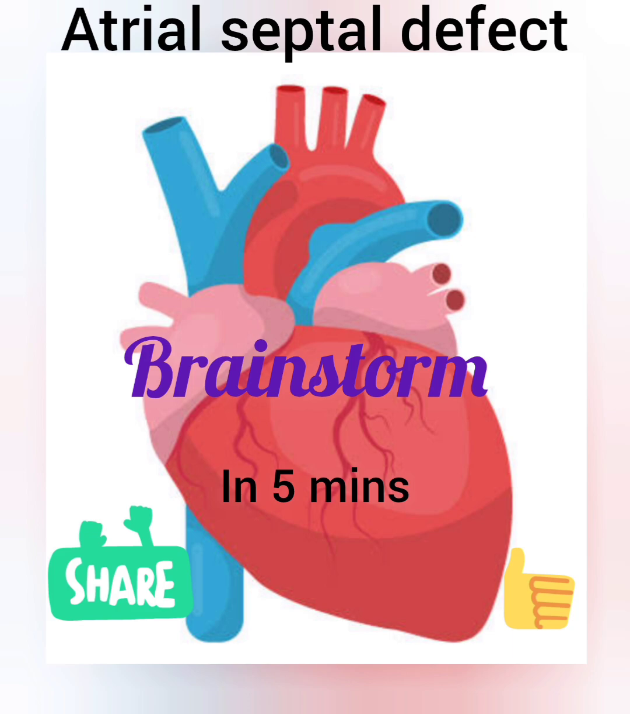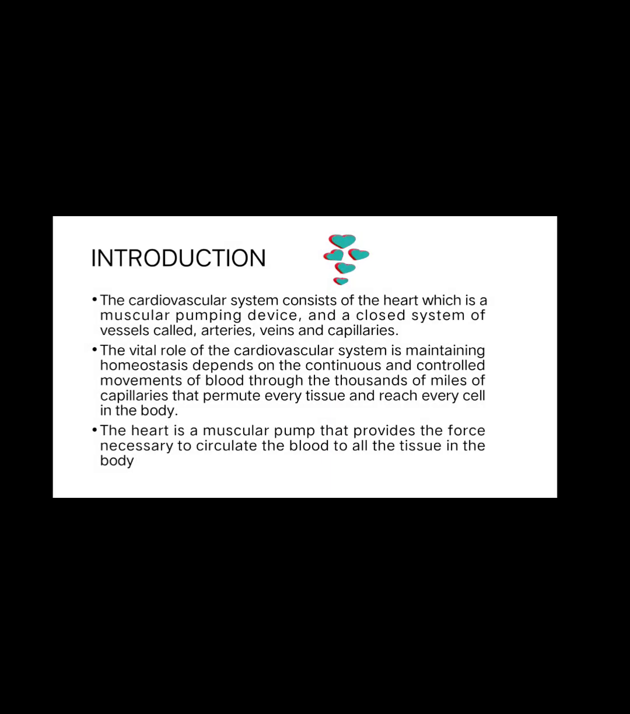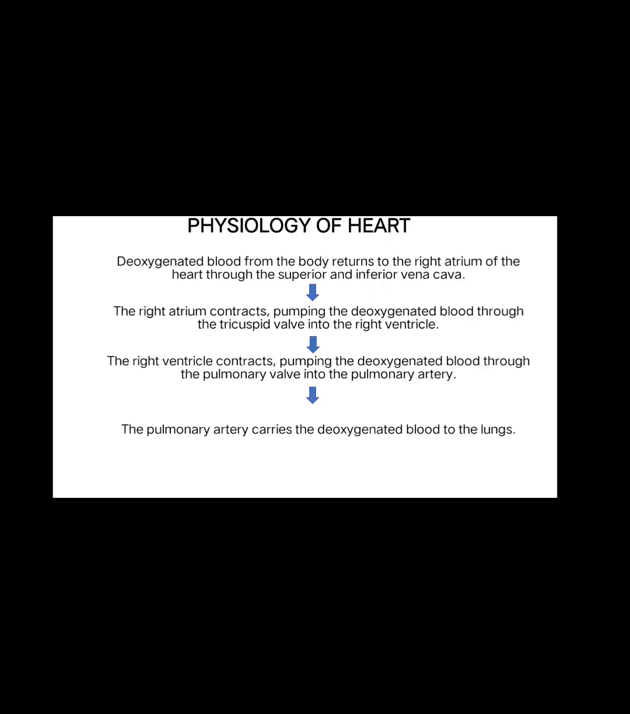So what is the cardiovascular system? The cardiovascular system consists of the heart, which is a muscular pumping device, and a closed system of vessels called arteries, veins, and capillaries. The vital role of the cardiovascular system is maintaining homeostasis, which depends upon the continuous and controlled movement of the blood through thousands of miles of capillaries that permeate every tissue to reach every cell in the body. So in physiology, the deoxygenated blood from the body returns to the right atrium of the heart through the superior and inferior vena cava.